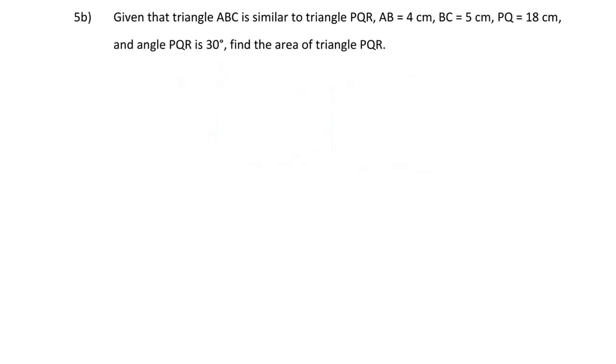Part B of the question, given that triangle ABC is similar to triangle PQR, and you've been given that AB equals 4 centimeters, BC equals 5 centimeters, and PQ equals 18 centimeters, and angle PQR is 30 degrees, we are supposed to find the area of triangle PQR.